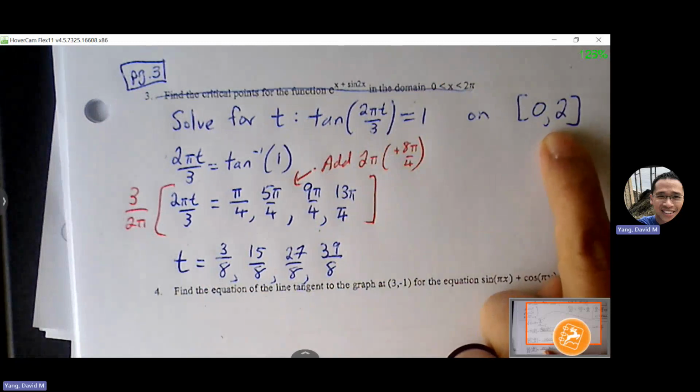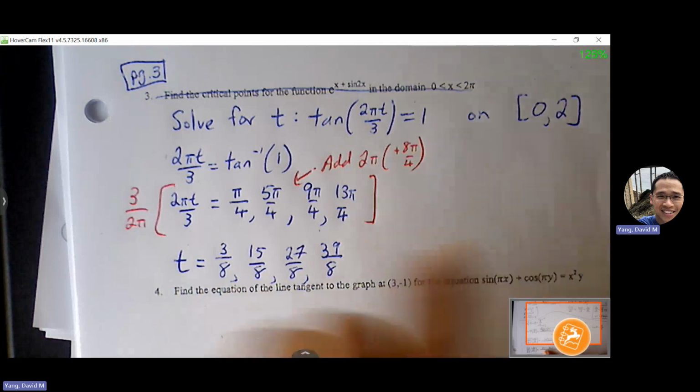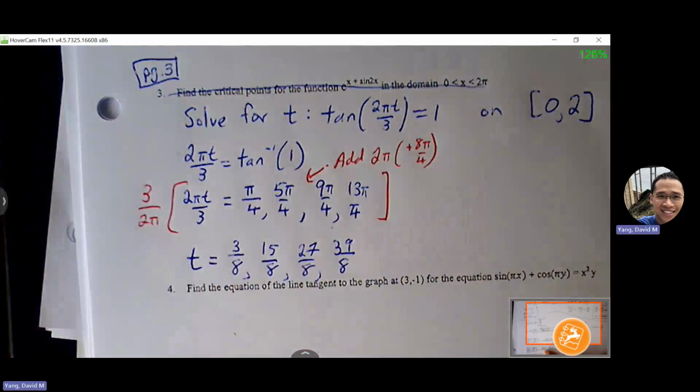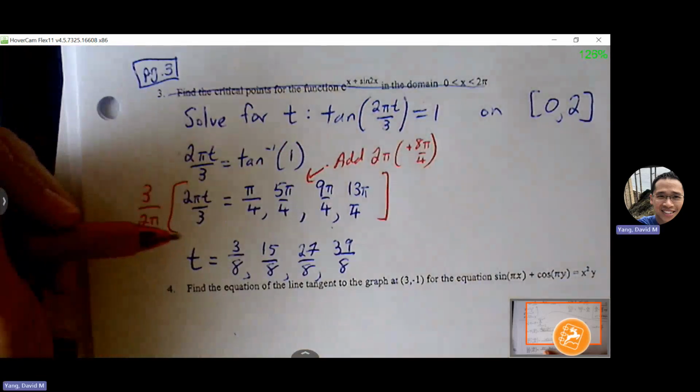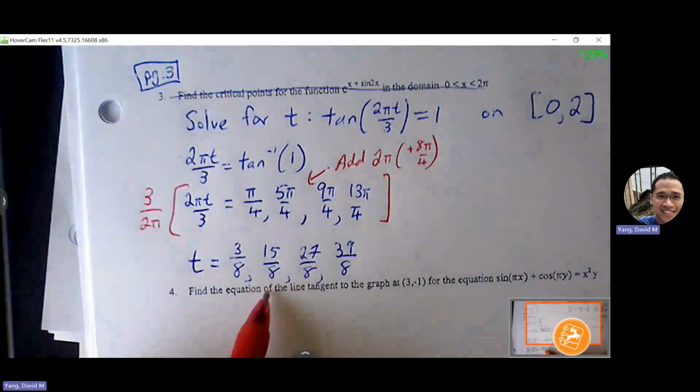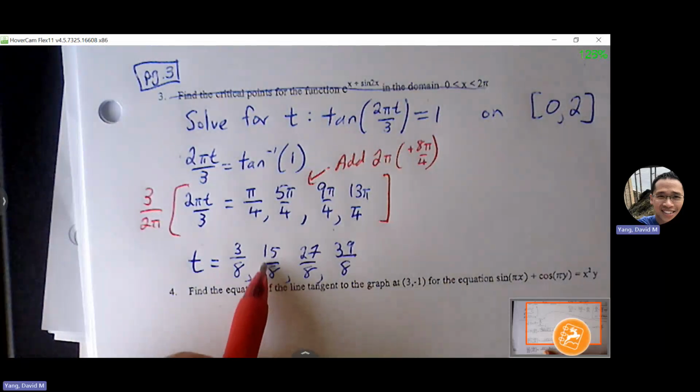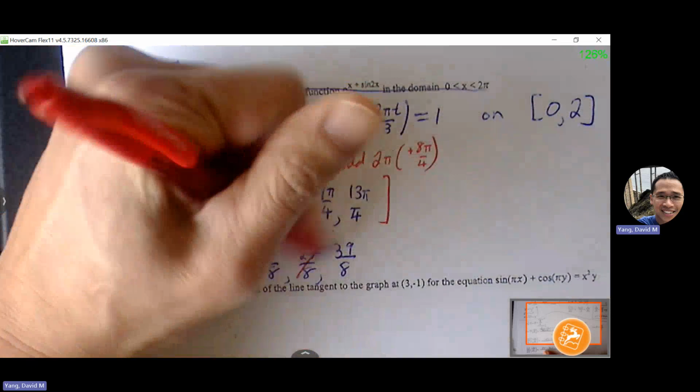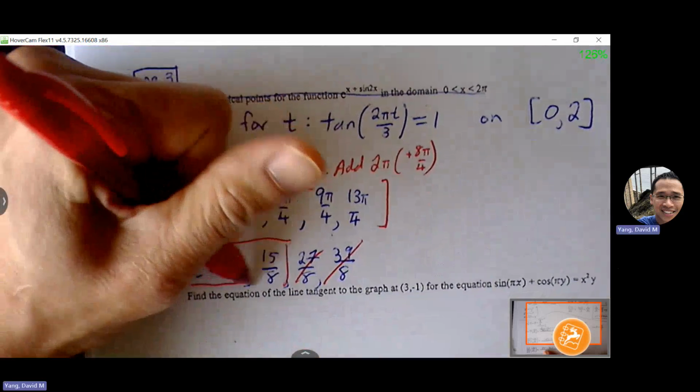Okay, so now we go back and look to see if maybe we have more than enough, which is fine. It's good to have more so that we can just remove the ones that we don't need, rather than not have enough and not know that we didn't go far enough. So we only want to go from 0 to 2. Which ones do we keep? The first two, right? 15 over 8 is still slightly less than 2 because 16 over 8 is 2, and 27 over 8 is definitely more than 2. So we can just keep these two.